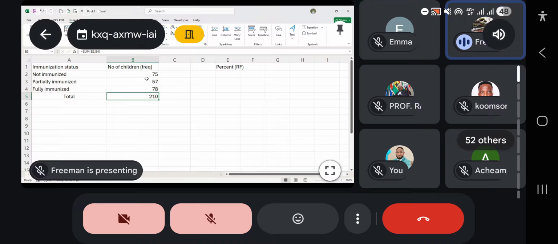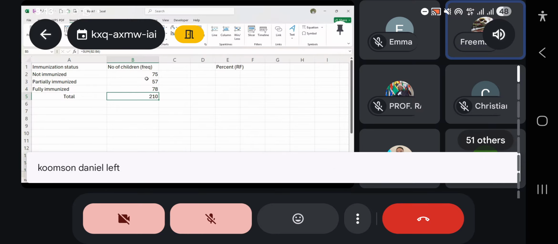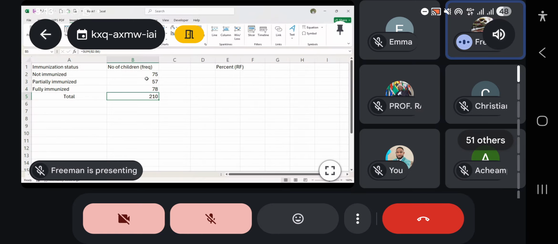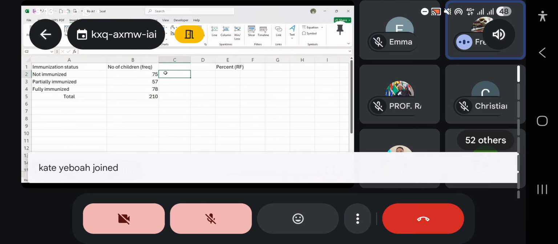When we're doing the relative frequency, we multiply by 100. But now we are not going to multiply by 100 because we are taking everything into a circle. The total degrees in a circle is 360. So instead of multiplying by 100, we are now going to multiply by 360.